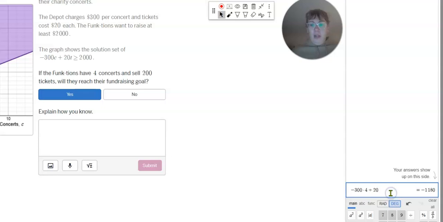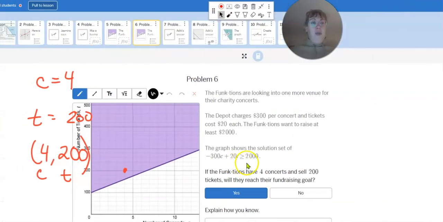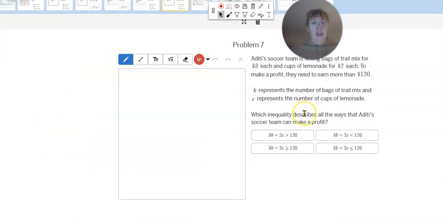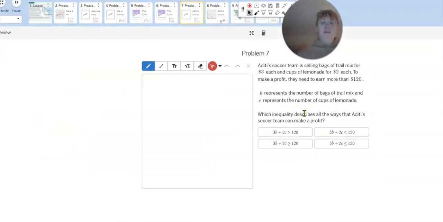If we plug it in over here, 20 times 200, they'll make $2,800. And they wanted to make at least 2,000. So you'll see that it's a true statement because it's in the solution set. Beautiful. Okay, next slide.